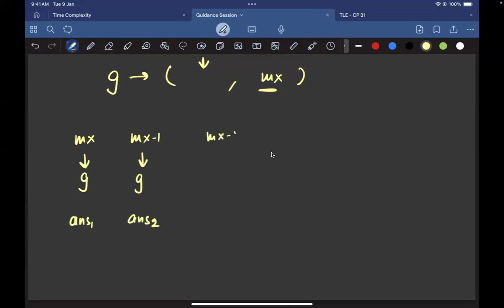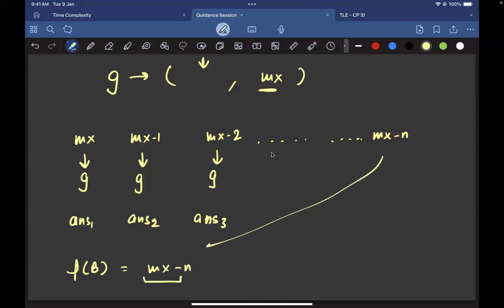Then I would have taken mx minus 2. Answer 3. Go on, go on. Now tell me, when I reach mx minus n, what is the largest answer you can get? When you reach mx minus n, you basically say that the G value is mx minus n. So you can say that your FB value would have been mx minus n. Is that right? This is definitely there, this much. Is that correct? Yes, guys.